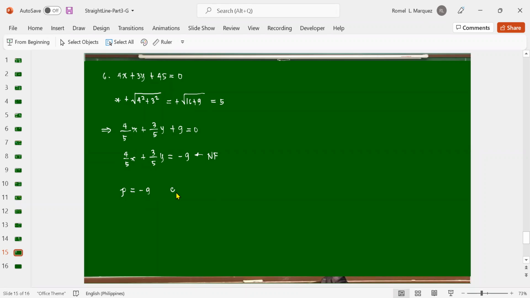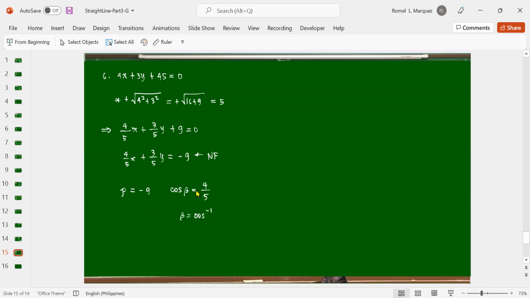What about beta? We solve it from cosine, no? Don't solve it from sine. Make it a habit solving it from cosine because it will give you the correct quadrant. Unlike for sine, you have to graph so that you will know whether it is from the first quadrant or second quadrant. Whereas if you use cosine, it will always give you what? The correct quadrant. Okay, guys?